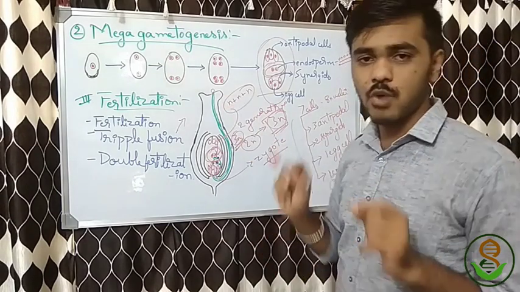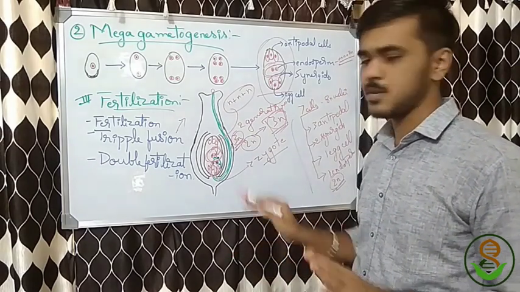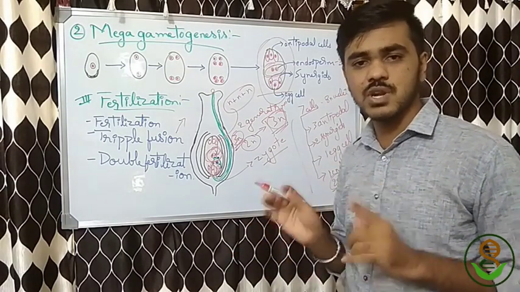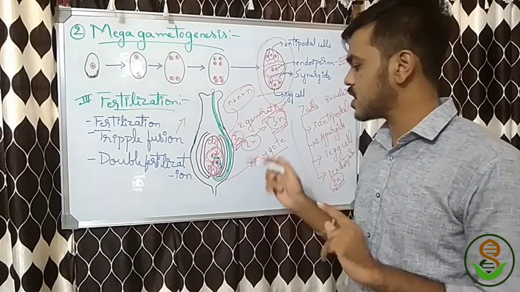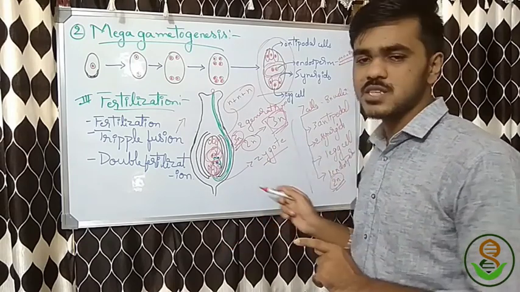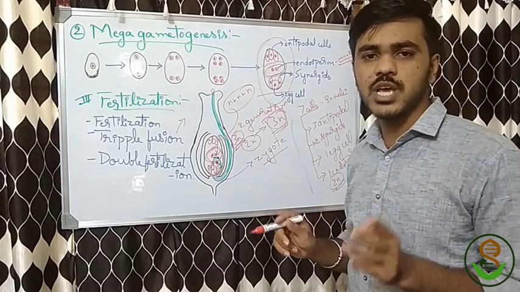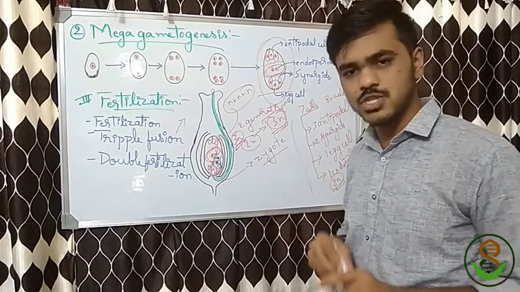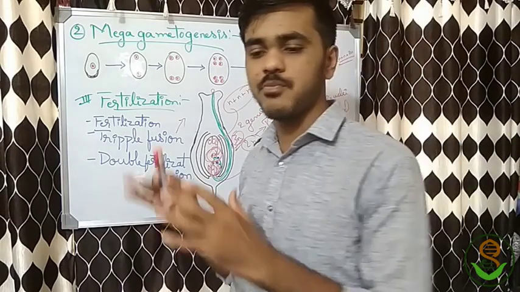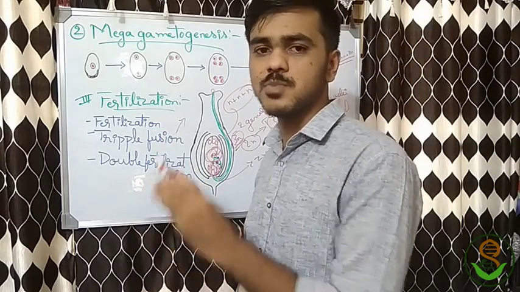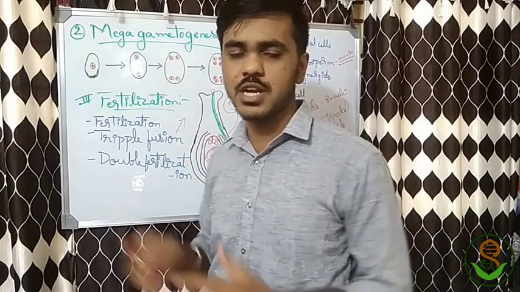So now we came to know fertilization, double fertilization, and triple fusion. Fertilization means fusion of the generative cell and the egg cell. Double fertilization means the fusion of the endosperm cell with another generative cell. Triple fusion means the fusion of the 3 nuclei possessed by the endosperm. Okay friends, this is the process. These are the main 3 mechanisms of what happens during reproduction, that is the fertilization and all.